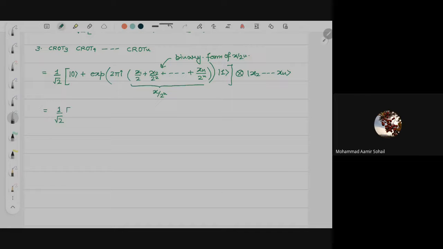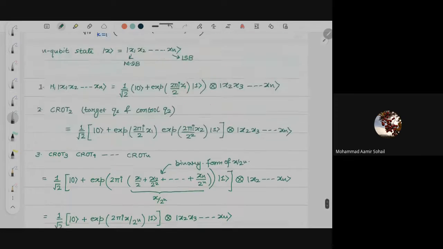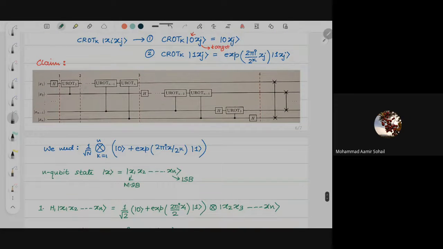So this one is 1 by root 2, 0 plus exponential 2 pi i x by 2 raised to n, then 1, tensored with x2, x3, xn. So this is what we got after applying these blocks. If we apply just the first block, there are many blocks like this. So the block acts like this one.